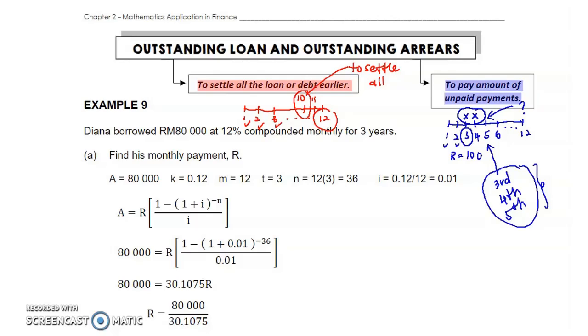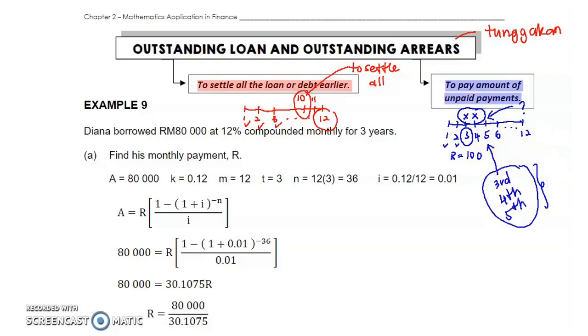That is outstanding loan. You want to settle your loan or your debt earlier before the time arrives. But outstanding arrears is the amount that you need to pay for the unpaid payments before. In Bahasa, arrears is tunggakan. So if you have 2 months arrears here, third month here, how much you need to pay?